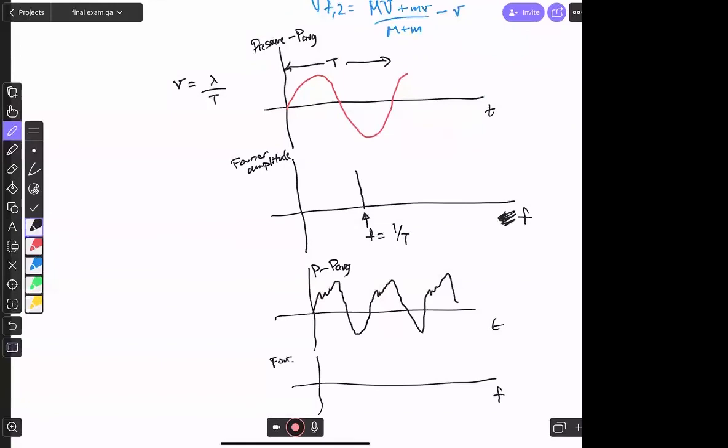So Fourier amplitude will now have multiple peaks. Maybe for this one, let's say this is the period T, then the fundamental will be at the frequency 1 over T, but then you have overtones. So let's call this F naught. This would be at 2F naught, 3F naught, etc. So all the other peaks are at multiples of that fundamental repeating frequency.